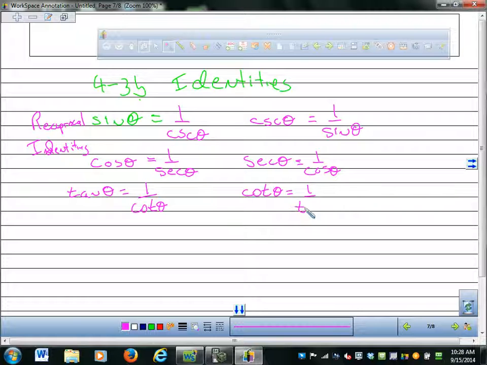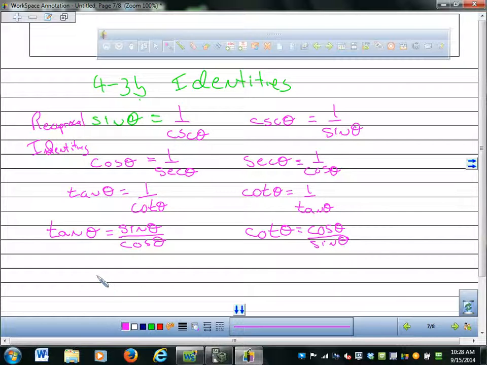But also, a useful identity to know for tan theta: since tangent is y over x, and sine is y and cosine is x, I could write tangent of theta as sine of theta over cosine theta. And I could write cotangent of theta as cosine of theta over sine of theta. And so those are called your reciprocal identities.